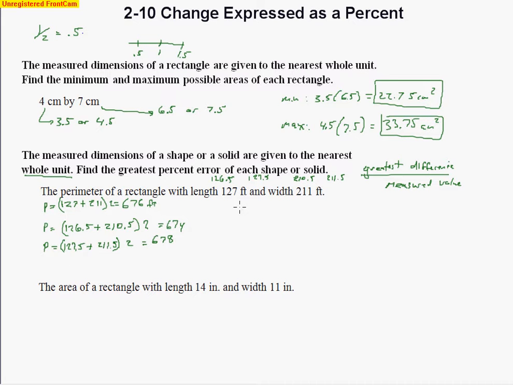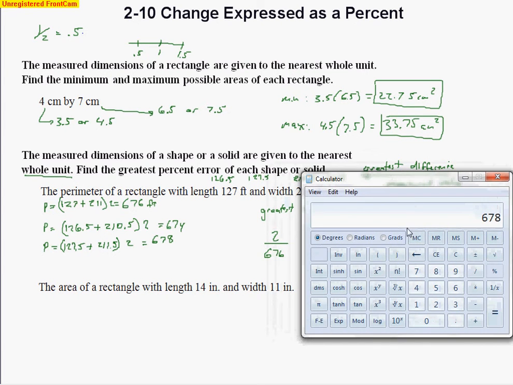So the greatest difference is whichever one is further away from the measured value. So 678 minus 676, or 676 minus 674. Well, they're both the same number in this case. They both equal 2. So the greatest difference is the same. So it's just 2 over the measured value, 676. And we go ahead and do that division on the calculator. 2 divided by 676 equals, and it looks like 0.0029.